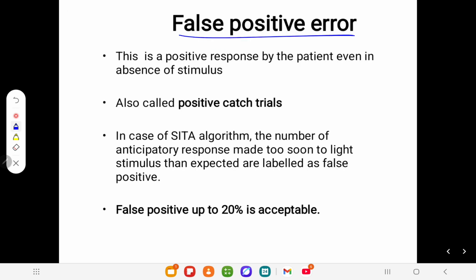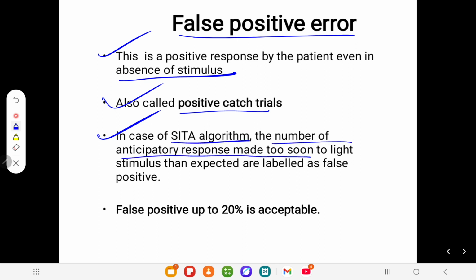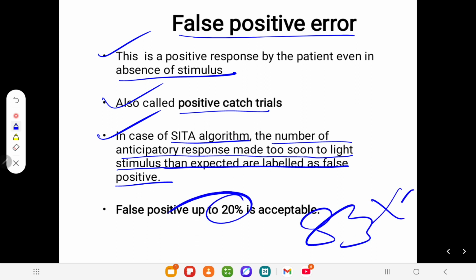So, false positive error and false negative error. False positive error is a positive response from the patient even if the stimulus is absent. The patient's response is positive, but actually there is no light, there is no stimulus. It's called a false positive catch trial. In this case, the algorithm counts the number of anticipated responses made too soon to the light stimulus. Whenever there is no light but the patient is eager to click the button, the chances of false positive go high. Up to 20% is acceptable, but at 33% you will see this.